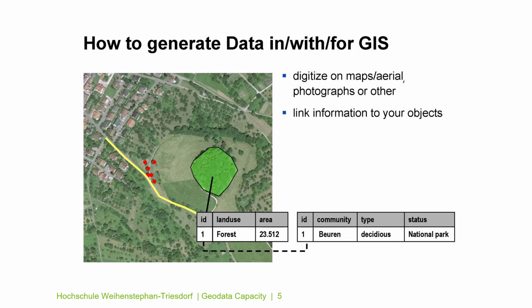that this is a forest, the size of this forest, 23,000 square meters, which community it belongs to, the community of Boyron, what kind of trees we have, deciduous trees, and its legal status: it's part of a national park. This is so-called attribute data attached to the geometry in our GIS. And this database will allow us geospatial analysis later in the next video.